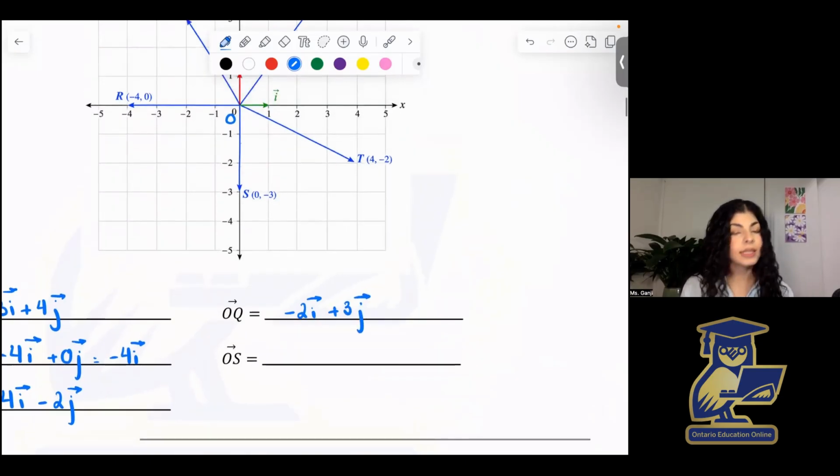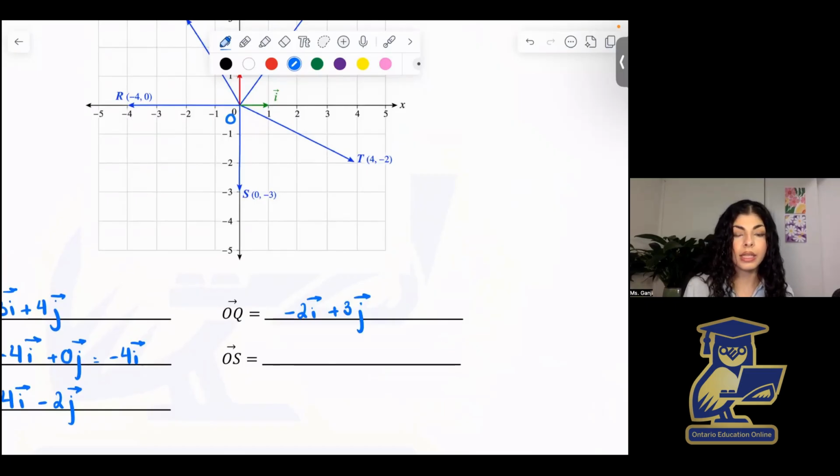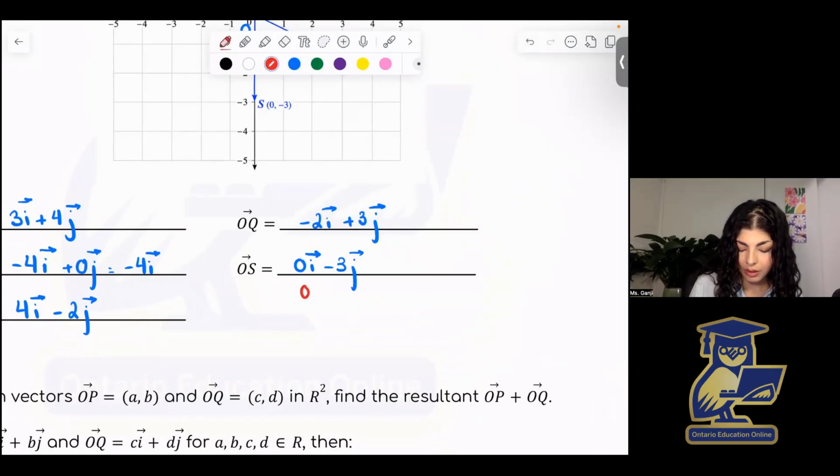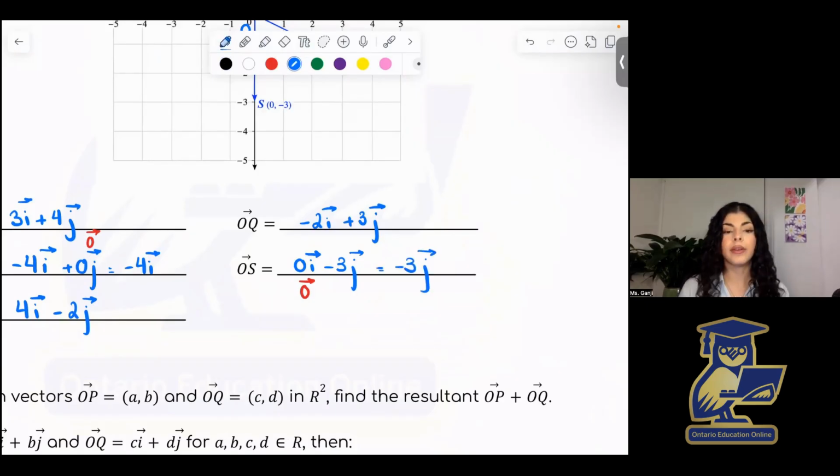And now OS, this is also a special case where our x component is 0. So really we have 0 times i minus 3j, but this is the 0 vector, and remember this is also the 0 vector, and we don't need to write that. So then this is just -3 times the j unit vector.